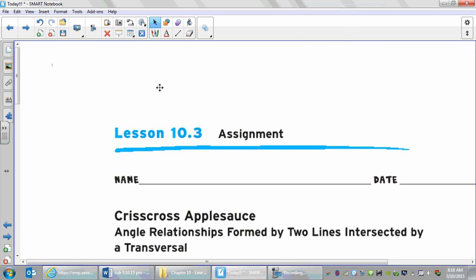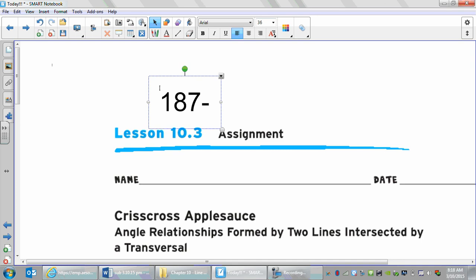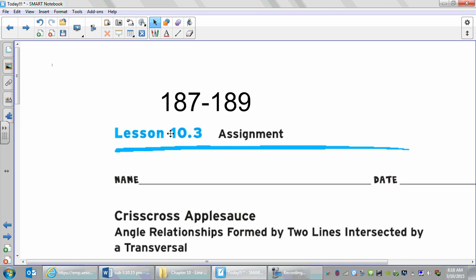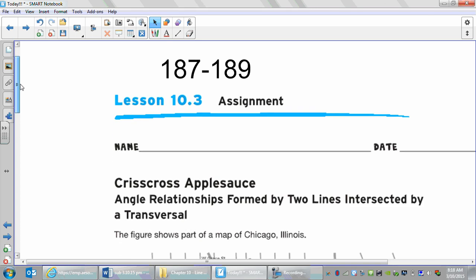All right, so the pages I want you to do today and have done for tomorrow are 187, 188, and 189, which is on the board. So all of 10.3. And I hope you took notes, and I'll also be checking your notes to make sure you took notes and you can get points for those.